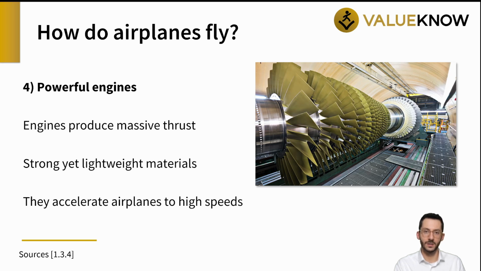The fourth topic is, of course, the engines of the airplane. Engines produce massive thrust, which is the force that propels the airplane forward. This thrust is essential for overcoming drag and allowing the aircraft to gain speed so that it can take off. Engines are made from strong, lightweight materials. The materials must withstand high stress and extreme temperatures, especially in the combustion chamber and turbines areas. So we have to carefully select the right materials for the engines.